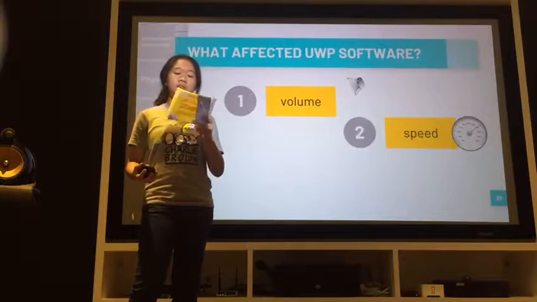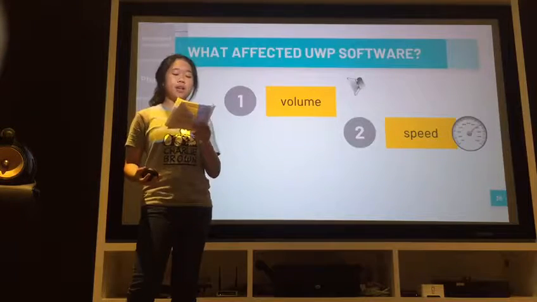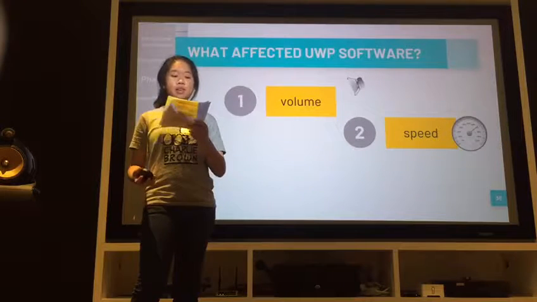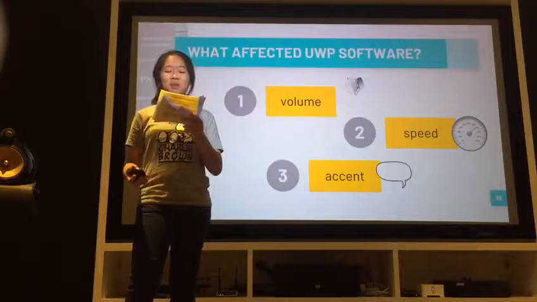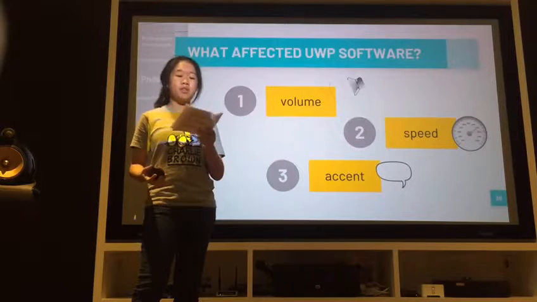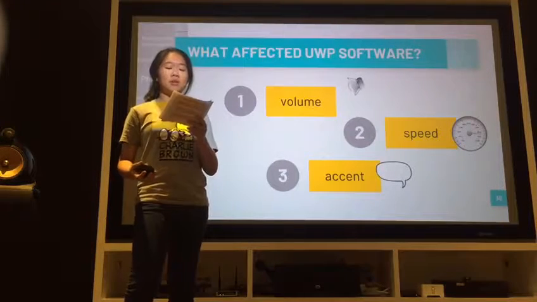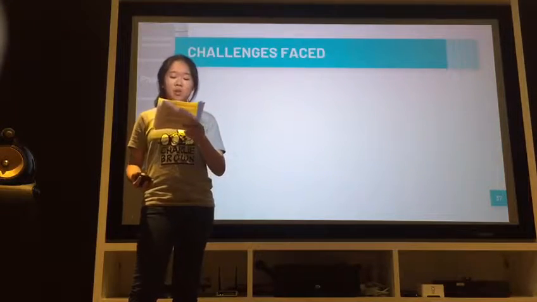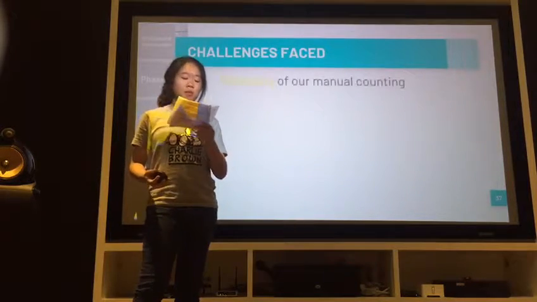Secondly, speed. We considered this an anomaly since it happened rarely, but patients who speak extremely quickly also saw a drop in accuracy. Lastly, accent. We noticed that UWP detected higher inaccuracies for people with thicker accents, which would be an issue in a multiracial country like Singapore. One of the challenges that we faced was the reliability of our manual counting.